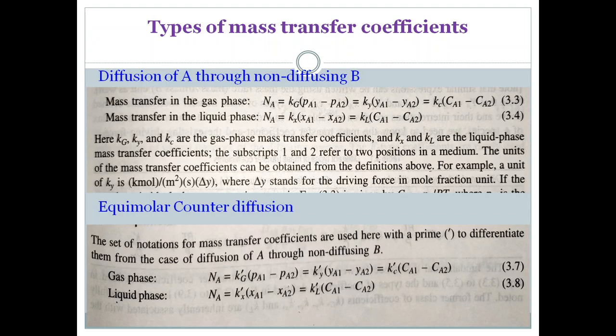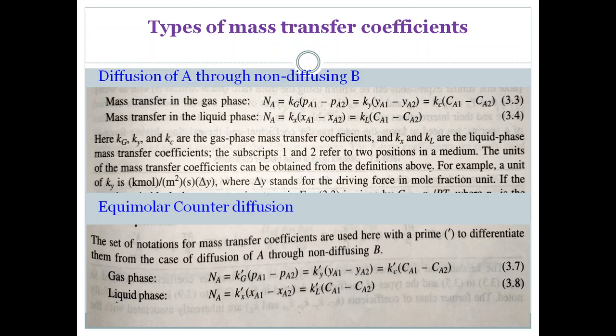Because that depends on the particular problem. In one problem, you don't know the driving force, in what form it is given; according to that you need the mass transfer coefficient. If the driving force is in terms of pressure, then you have to use the corresponding mass transfer coefficient. If it is mole fraction, then the corresponding one. If it is kilomole per meter cubed, molar concentration, accordingly you use that mass transfer coefficient.